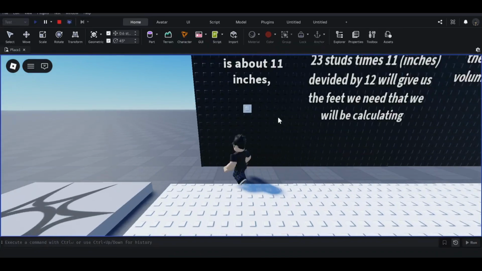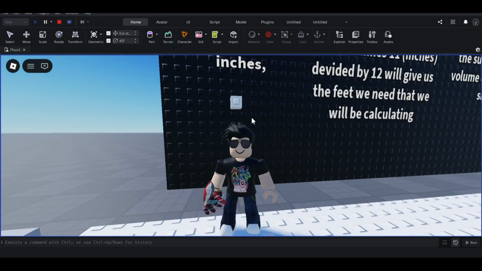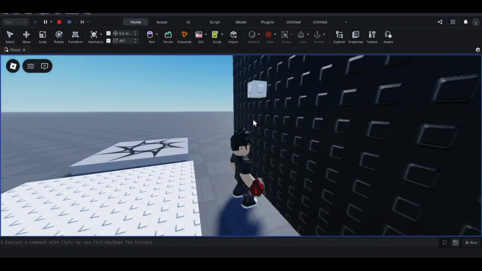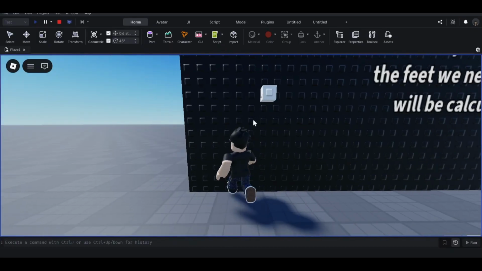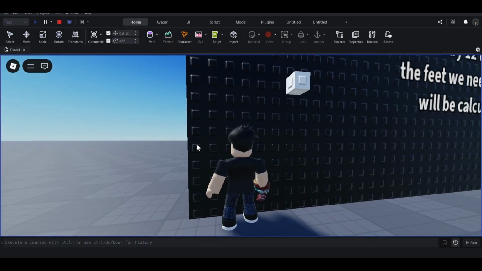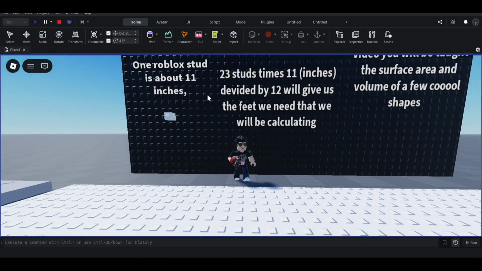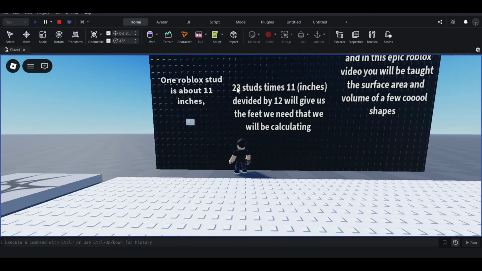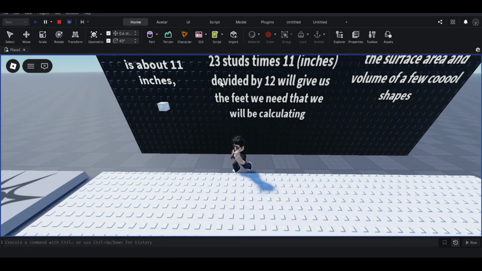Okay, so one Roblox stud is about 11 inches. That's what it said on Google. And even if that's inaccurate, we're just going to go along with it. So that means my character's about 5 feet tall. Wait, 1, 2, 3, 4, 5. Okay, maybe it's a little bit wrong. For example, if it's 23 studs tall, then we'll times it by 11 because that's how many inches it is, divided by 12 so we can have the feet.